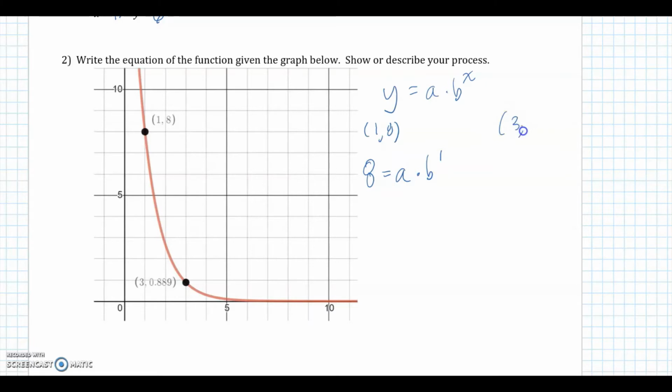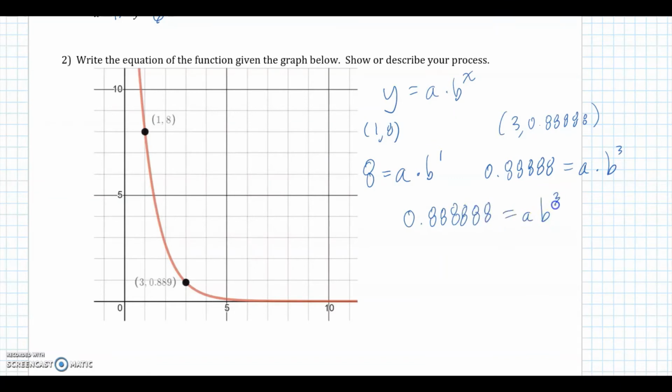Then substitute the second point, and Desmos has rounded this point. So I'm going to go ahead and stick with maybe a little bit more extended version of it. So then substitute, I end up with 0.88888 equals a times b to the third. Now to combine these two, I'm going to look to use division instead of addition or subtraction. Another cool trick of systems of equations. Because if I end up dividing these two equations, it's going to eliminate a.